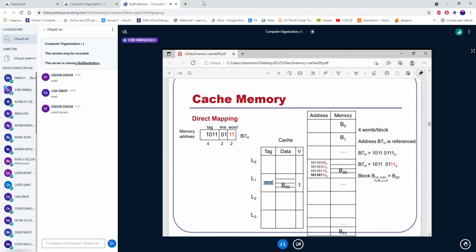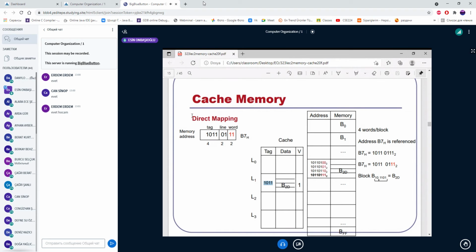All the blocks that map to the same cache line have different tags. This is the leftmost bits of the address. After the word and line fields, the rest is called the tag, and that is different for each block that maps to the same cache line. Therefore, the tag is this one.